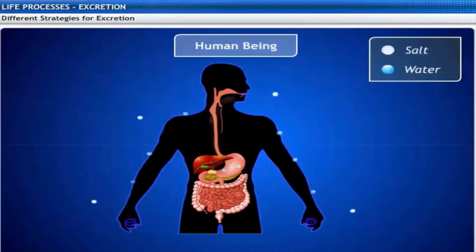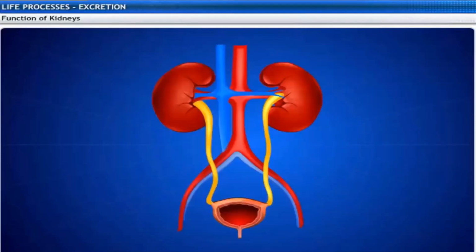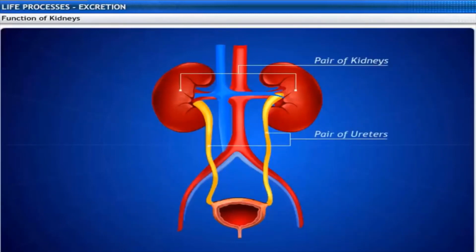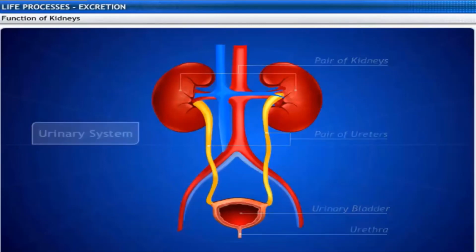In addition to excretion, it also maintains salt, water, and body fluid balance. This regulatory mechanism is called homeostasis. The excretory system in human beings includes a pair of kidneys, a pair of ureters, a urinary bladder, and a urethra. This is referred to as the urinary system.